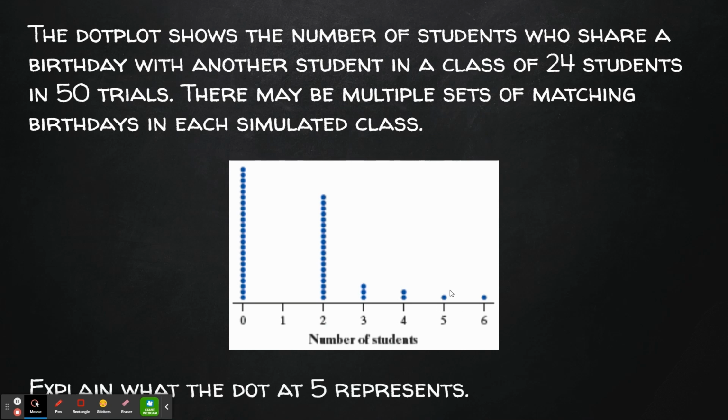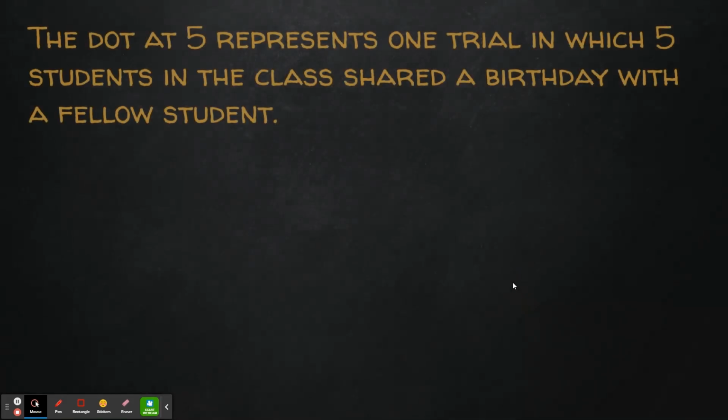They want us to explain what the dot at 5 represents. Here we would say the dot at 5 represents a trial in which 5 students in the class shared a birthday with a fellow student.